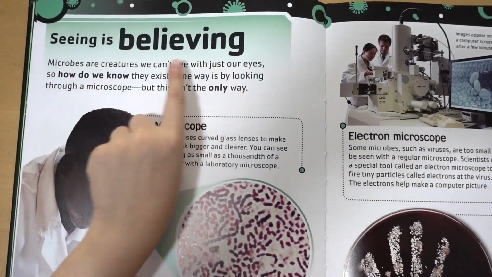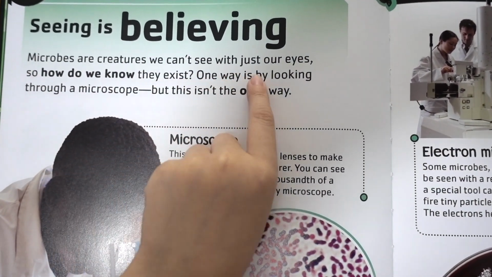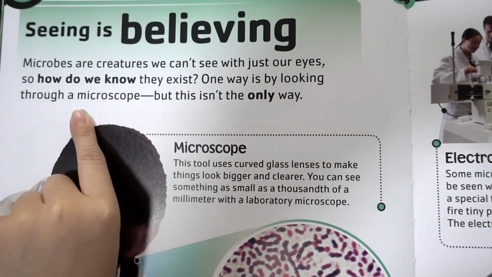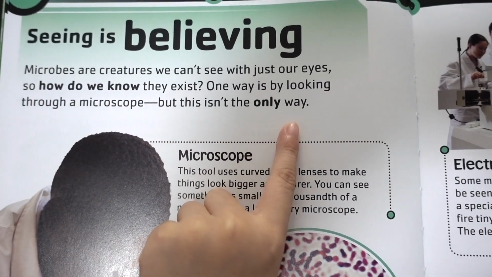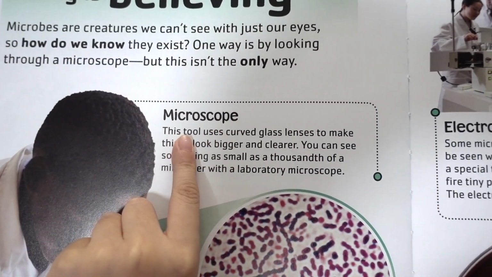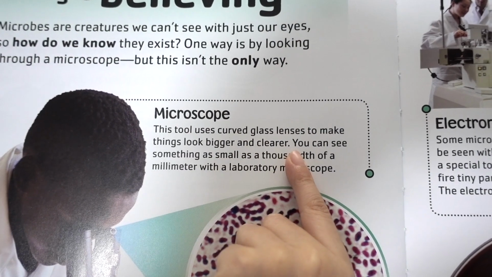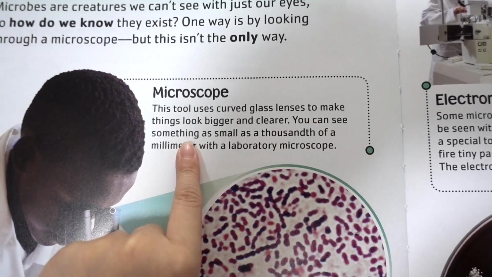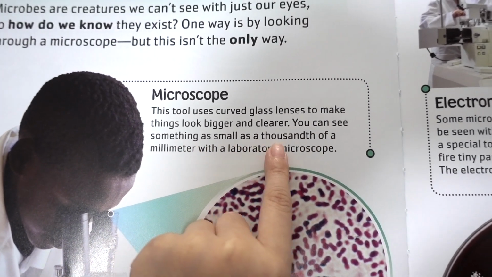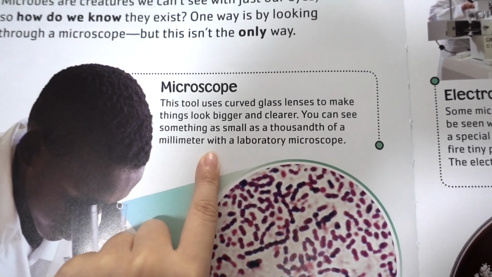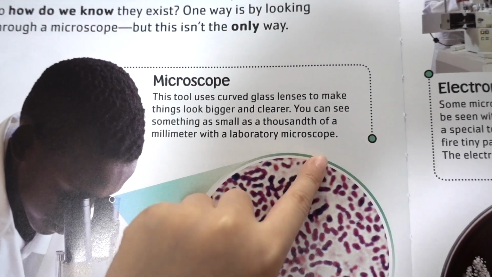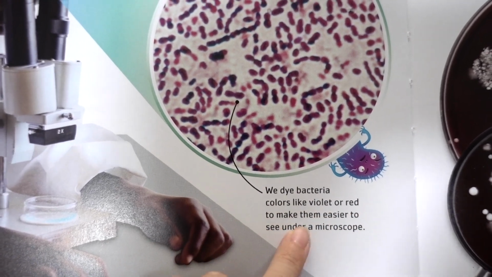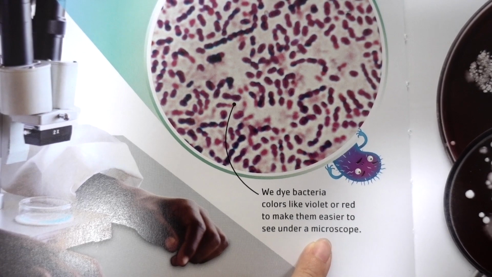Seeing is believing. Microbes are creatures we can't see with just our eyes, so how do we know they exist? One way is by looking through a microscope, but this isn't the only way. Microscope. This tool uses curved glass lenses to make things look bigger and clearer. You can see something as small as 1,000th of a millimeter with a laboratory microscope. We dye bacteria colors like violet or red to make them easier to see under a microscope.